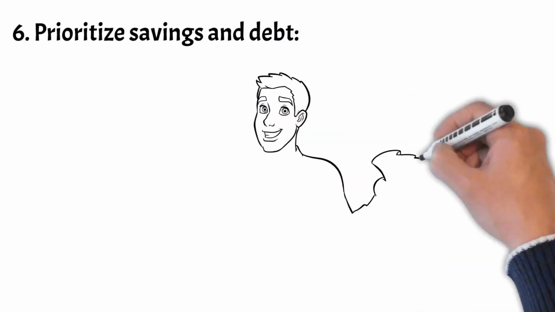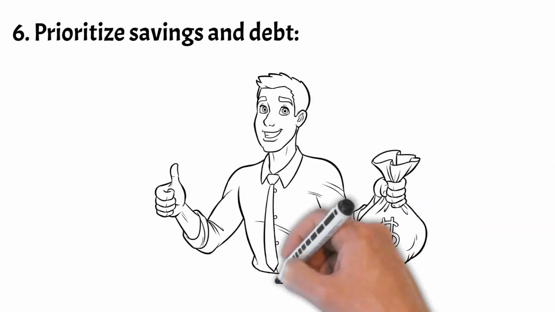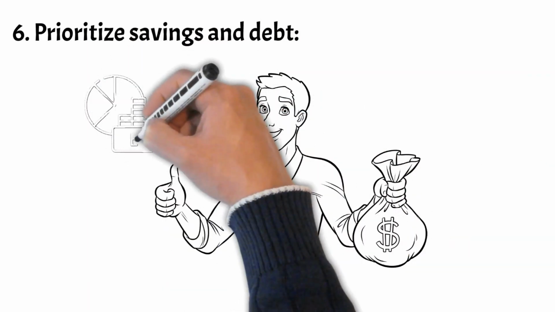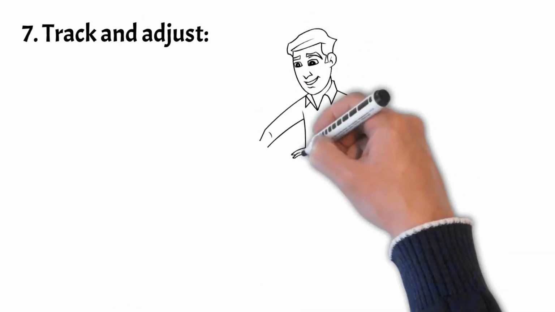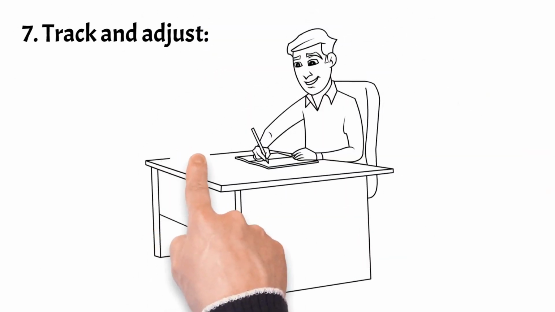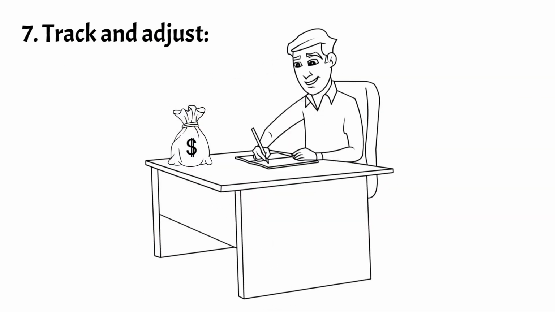6. Prioritize savings and debt. Put aside money for savings. Paying off debts secures your finances. 7. Track and adjust. Keep an eye on your spending, using apps or spreadsheets. Adjust your budget if needed.